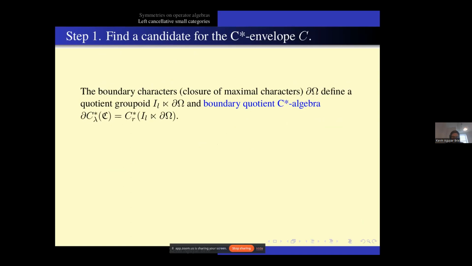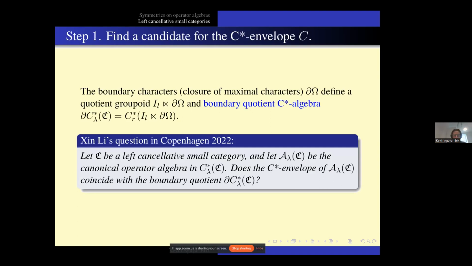And then the next step is, so you notice I've gone into the 3 steps now of identifying the C-star envelope, and the first step is finding a candidate. And this space omega, I told you it was a space of characters, and then you can now look at certain maximal characters, or the boundary characters is then the closure of the maximal ones, but there is a particular subspace, and you can look at the quotient groupoid, and the C-star algebra of that closure groupoid is what we call the boundary quotient C-star algebra. So I realize I'm not giving you all the information to actually understand what all that goes into this, but I want to say that the space omega is built from the category, and now the boundary of omega is again just a canonical construction. So this gives us now a groupoid model for what we call the boundary quotient C-star algebra.